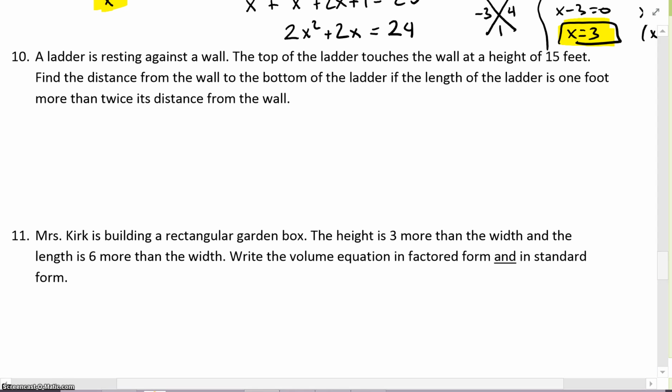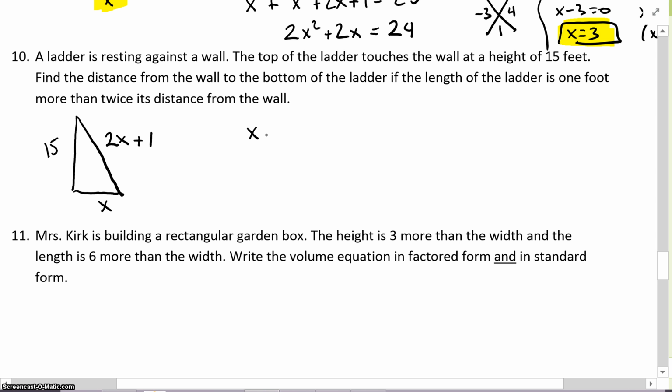Okay, next example. A ladder resting against a wall. The top of the ladder touches the wall at a height of 15 feet. So I got 15 feet. Find the distance from the wall to the bottom of the ladder if the length of the ladder is 1 foot more than twice the distance from the wall. So we're going to make the distance x. So the hypotenuse is twice the length plus 1. So again, we can use Pythagorean theorem.